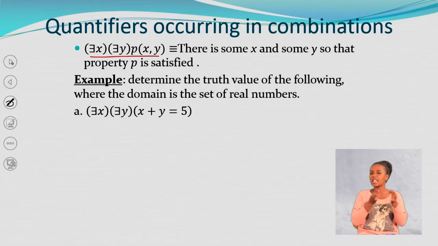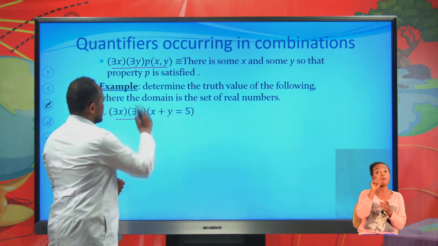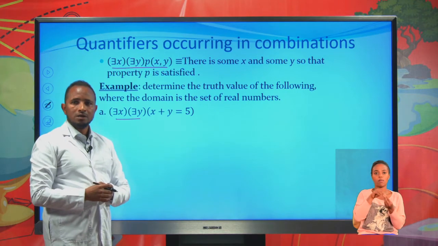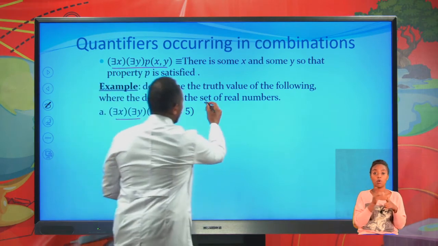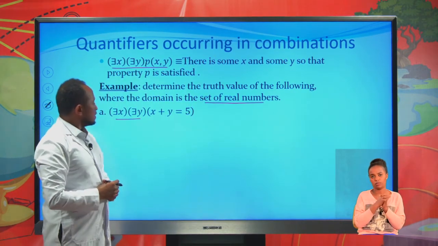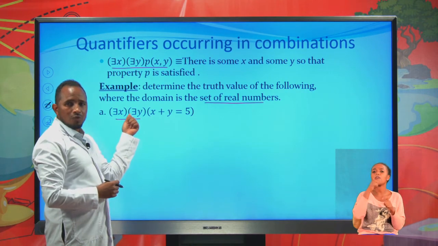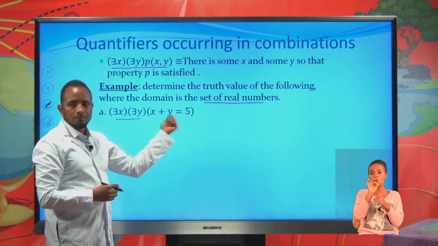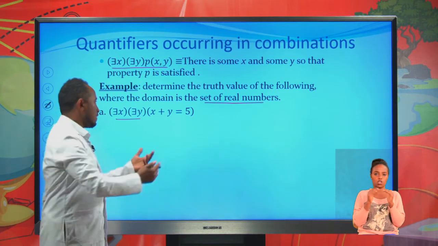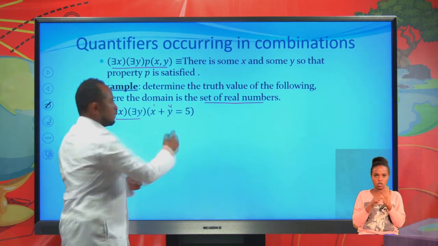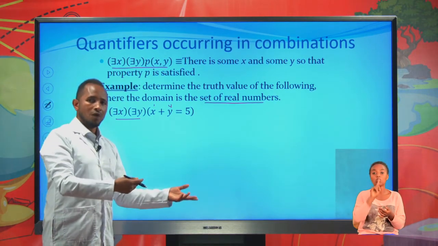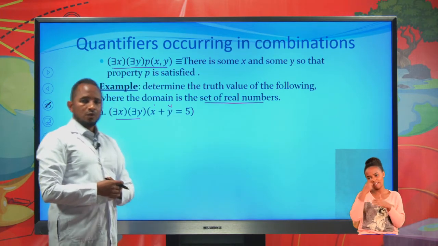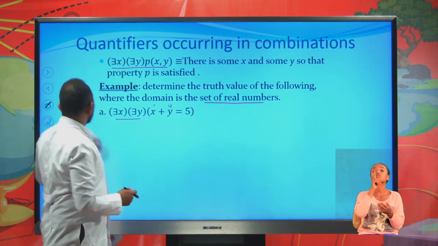Determine the truth value of the following. Here it says, for some x, for some y, x plus y is equal to 5. The domain is the set of real numbers here. You can find at least one value of x and one value of y satisfying this given equation. Yes, we can find. For example, if you take 1 and 4, 1 plus 4 gives you 5. So there is at least one value of x and one value of y satisfying this equation. Therefore, its truth value is true.